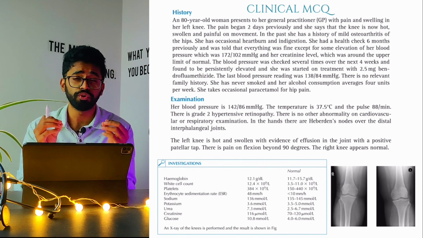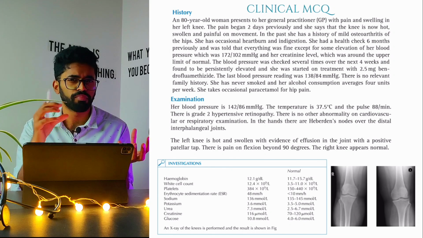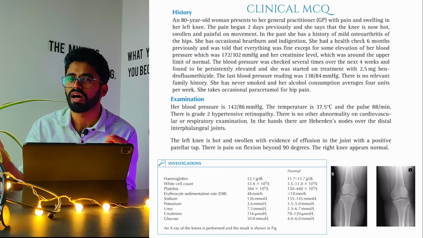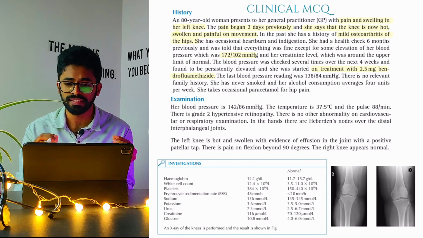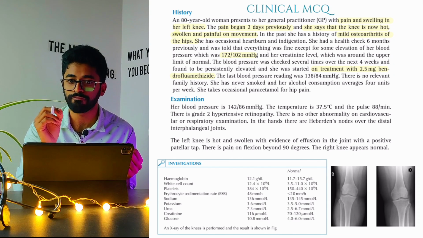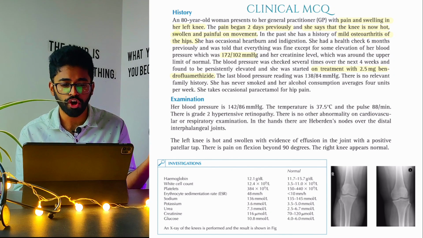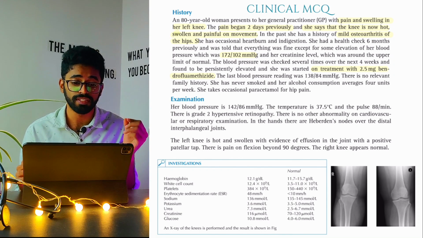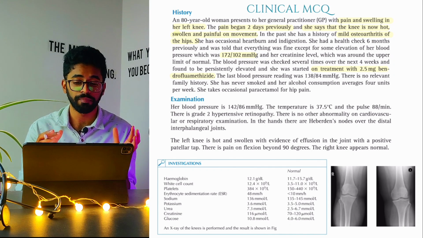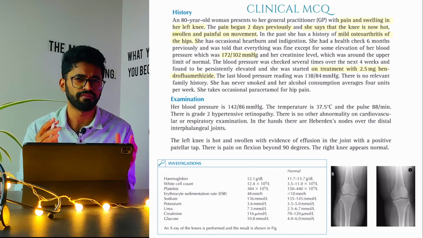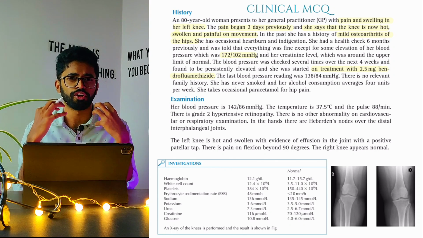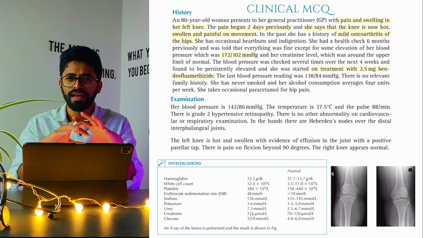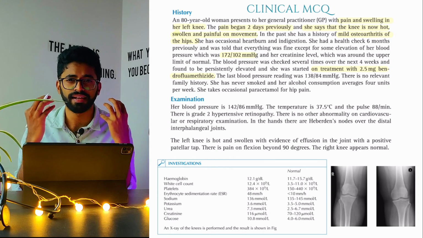After you read the history itself, you need to pick some clickbait points. What are those clickbait points? Those are the ones that will lead you to the diagnosis or the answer. So what are the points that I have picked here? That is the pain and swelling in the left knee. Pain began 2 days previously. She says that the knee is now hot, swollen and painful on movement. And she has an old history of mild osteoarthritis of the hips, and she is hypertensive, 172 by 102 mmHg, and she's on treatment with 2.5 mg bendroflumethiazide, which is a thiazide diuretic, which she was put on recently. So these are the main points that I need to catch in order to go further for the diagnosis. But the rest of the thing, you need not bother. You need not take that into your mind and waste time.